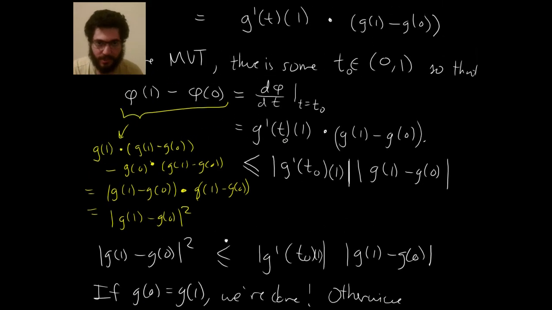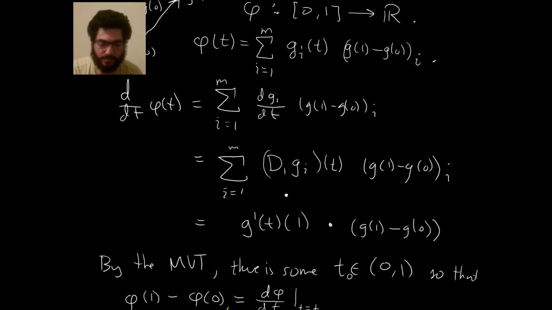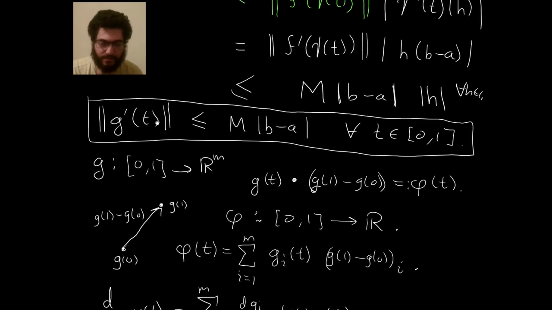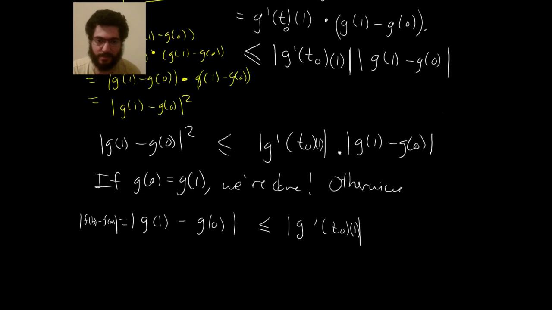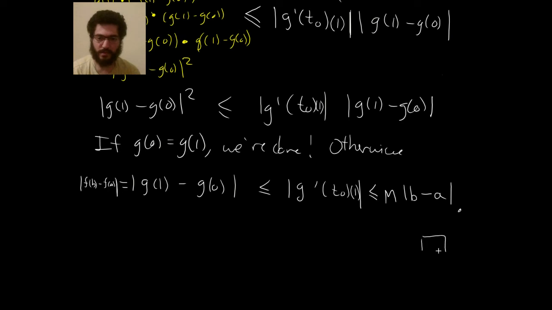And then I'm going to go up and find the bound that I got on the derivative of g, which was way up there, right there. The norm of g prime of t is always bounded above by m times the distance between a and b. So if I plug in 1, the upper bound is still m times the distance between a and b. So there we are. And that finishes the proof of theorem 9.19.